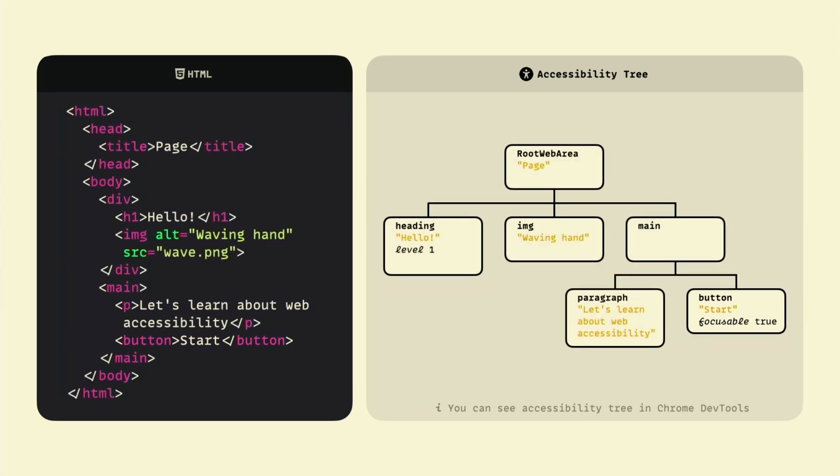Now, this whole tree is exposed to the assistive technology by the browser via a special API, and will be used to navigate the page. Let's see what that might look like.